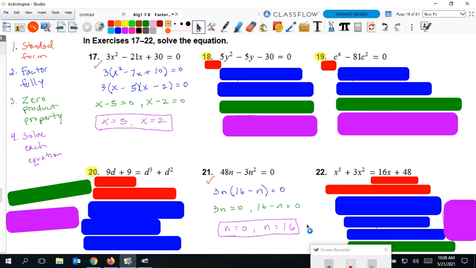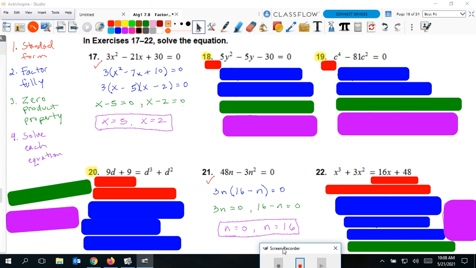Okay, number 22, starting with standard form. This one is not in standard form. So what we need to do is make sure it's set equal to 0, and I want to move these two over to this side since this is where my highest term, which would be x to the third, that would be the leading term here, is positive. We want that leading term to be positive. So I want to move these two to this side. So I'm going to subtract 16x, and I'm going to subtract 48.